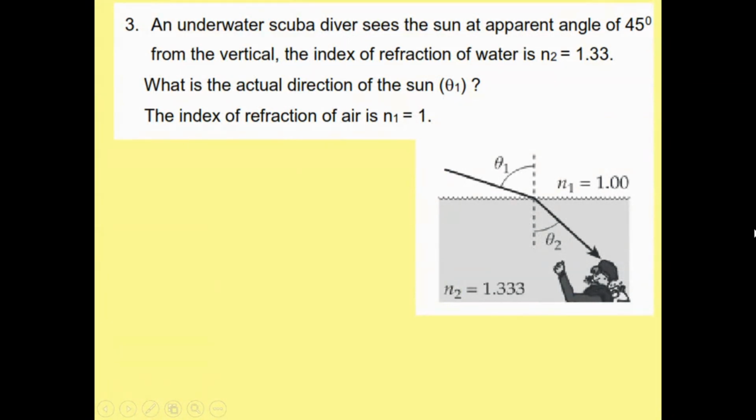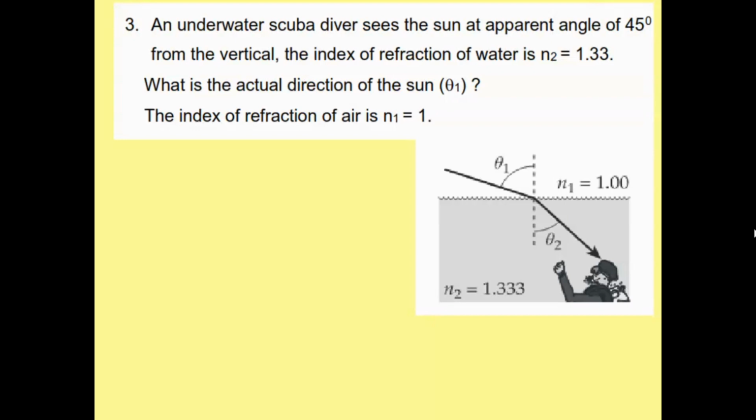An underwater scuba diver sees the sun at an apparent angle of 45 degrees from the vertical. The index of refraction of water is N2, which is equal to 1.333. What is the actual direction of the sun? Theta 1. The refractive index of the air is given as N1, which is equal to 1.